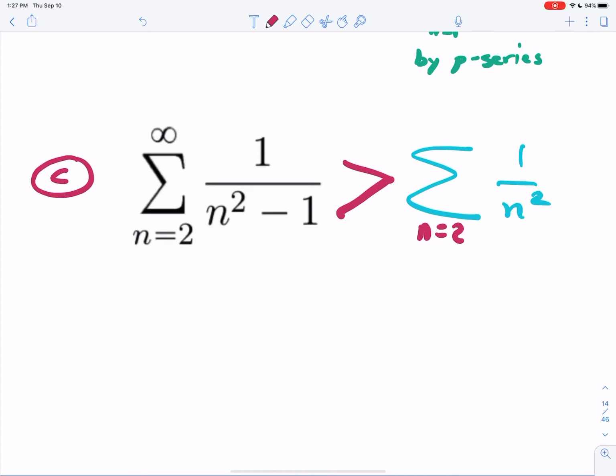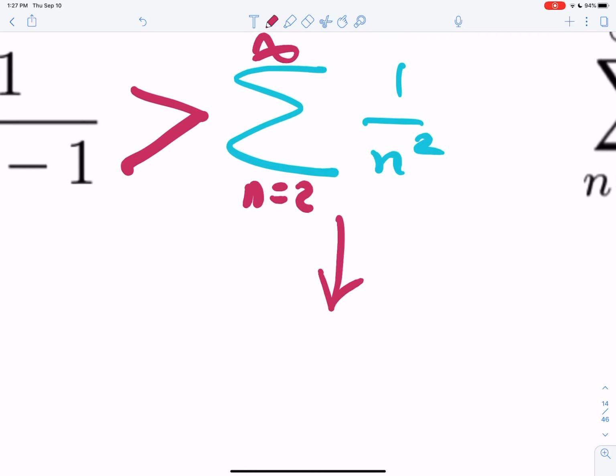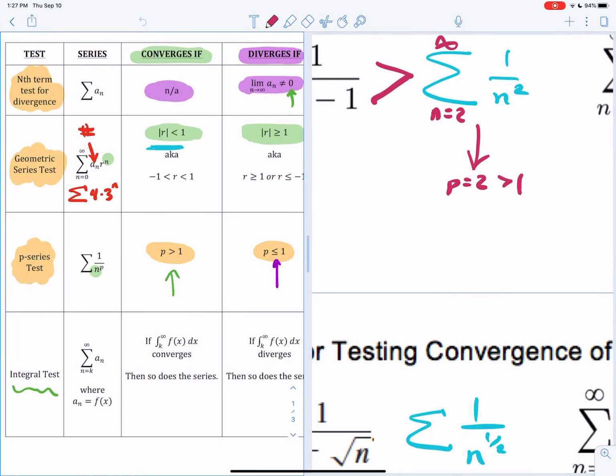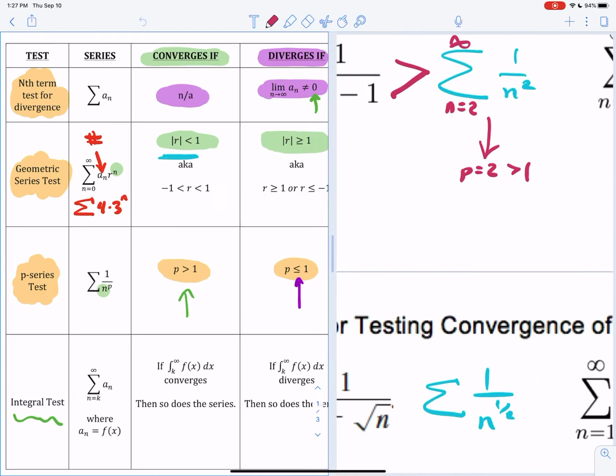Here we have n equals 2 all the way to infinity. Let's take a look at what we're comparing it to. What test would you guys run there? Press play when you're ready. This is definitely P series. I know that P is 2, which is definitely greater than 1. And when P is greater than 1, let's go take a look. You guys want to look back, but don't rely on it, okay? Because assuming that we take this test in person, they won't give all this information to us, okay? So since P is greater than 1, we know it will converge.